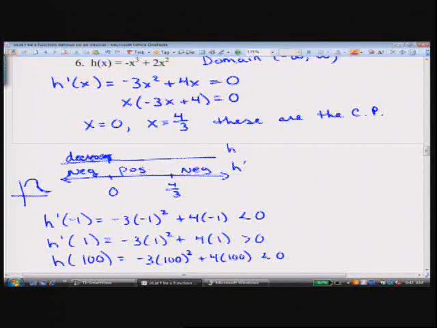And then between 0 and 4/3, we're going to increase. And then from 4/3 to infinity, we are going to decrease again. So this function is decreasing, increasing, and then decreasing, right?